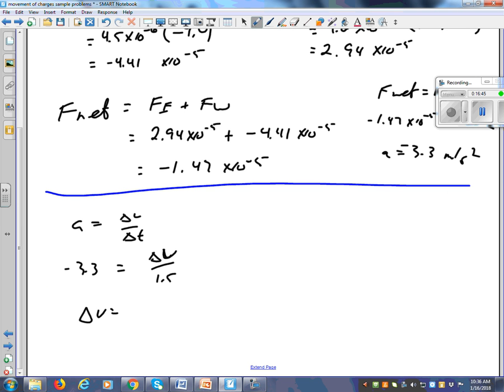So take that number, multiply by 1.5. I didn't have to clear it, it was just in my calculator. I get minus 4.9. That would be the change in the velocity. Therefore, the final velocity, because it started at rest, is minus 4.9 meters per second. Lots of steps here.